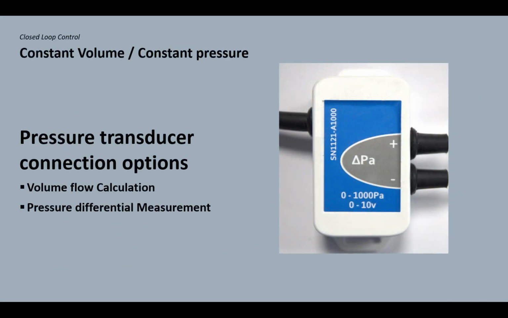As has been previously demonstrated in the monitor only and monitor and control sections, it is possible to calculate the volume flow passing through an array or measure a pressure differential in the air delivery system using feedback from a pressure transducer. With the MDC controller, we can also use this data to vary the fan speed as the basis for closed loop, constant volume, or constant pressure control.